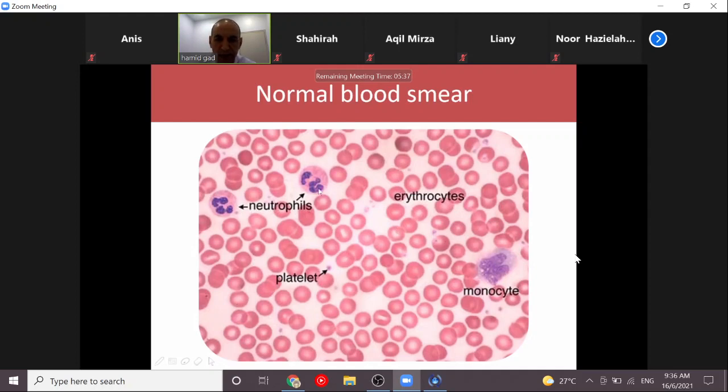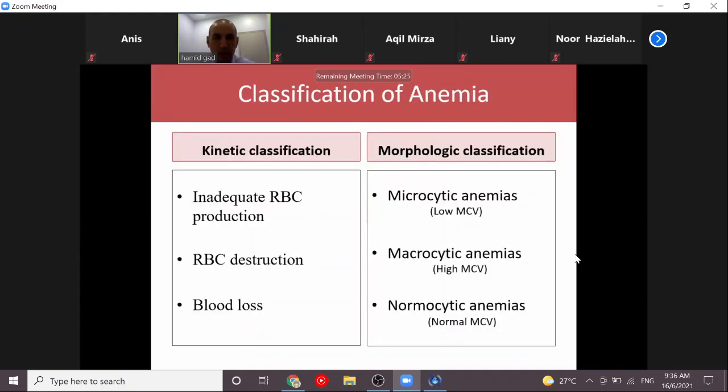So here you can see the size looks normal. All the cells are almost the same. The shape is round, biconcave, with a central pallor. So I hope you know that red blood cell. So now we go to classification of anemia. There are many ways we classify anemia. Maybe we classify based on the causes, the etiology.